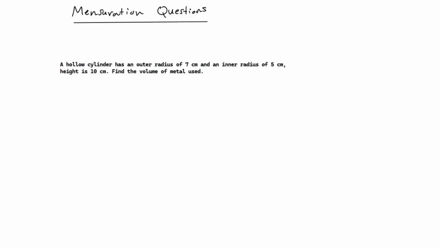Hello everybody. In this video, we are going to be looking at mensuration questions. So, let's start off with this first one over here. Now, the question states, a hollow cylinder has an outer radius of 7 centimeters and an inner radius of 5 centimeters. The height is 10 centimeters. Find the volume of metal used.